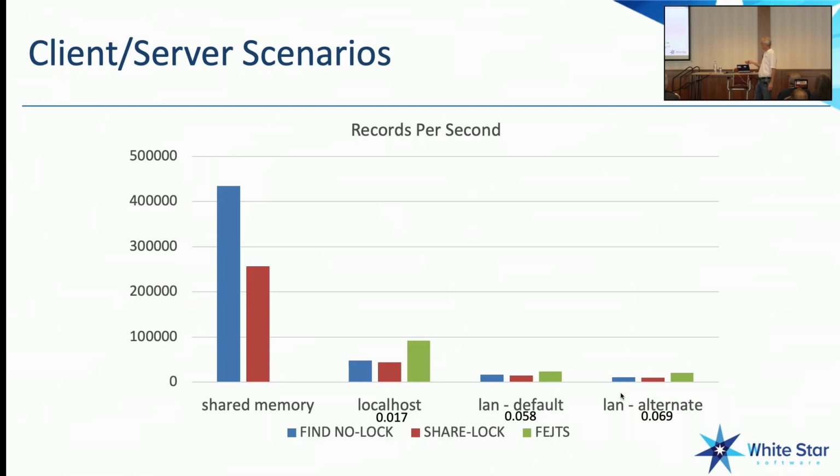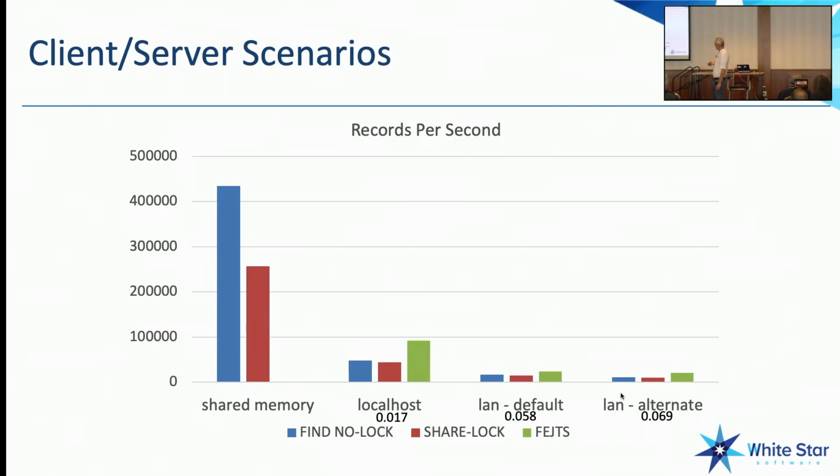ping time. So these are different client server scenarios with different ping times. You get much better throughput on localhost, even though it's client server, TCP/IP sockets, all that kind of stuff, because your ping to localhost is 0.017 seconds. Your ping to an actual physical LAN, local LAN right next door, is 0.058.